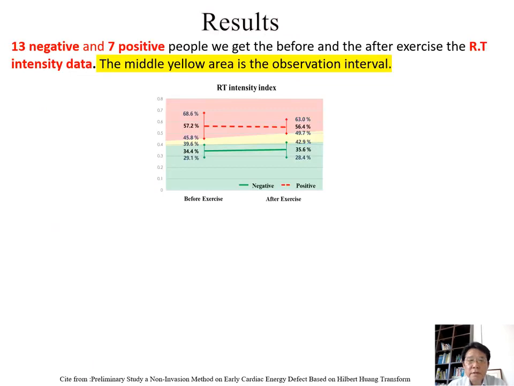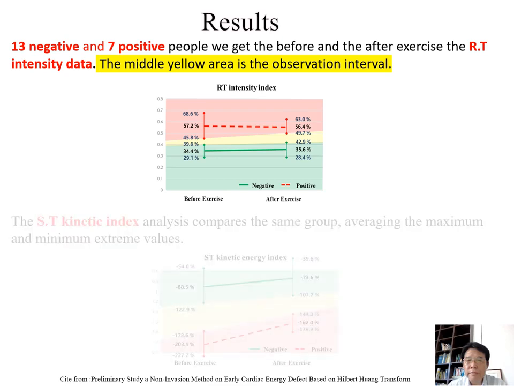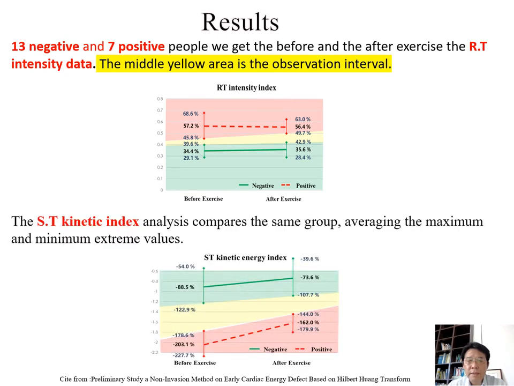Result: 13 negative and 7 positive people. We get the before and after exercise RT intensity data. The middle yellow area is the observation interval. The ST kinetic index analysis compares the same group, averaging the maxima and the minima extreme value.